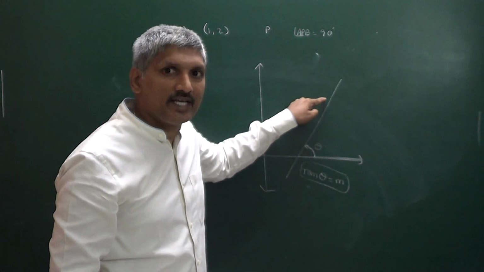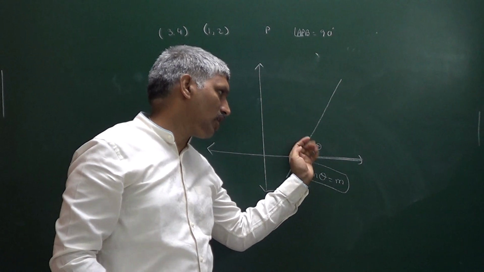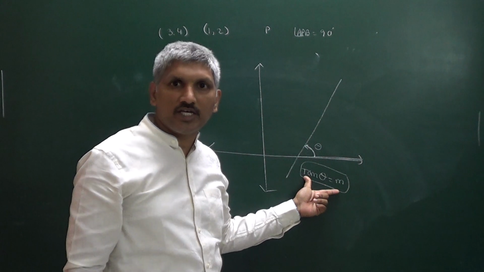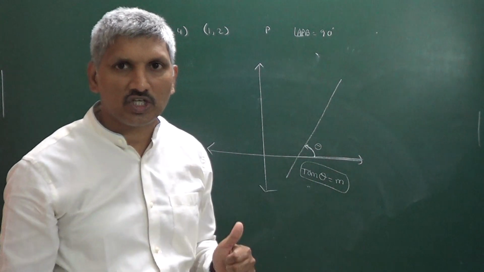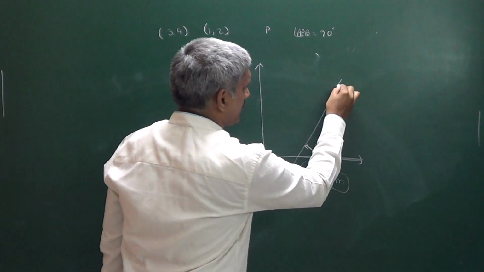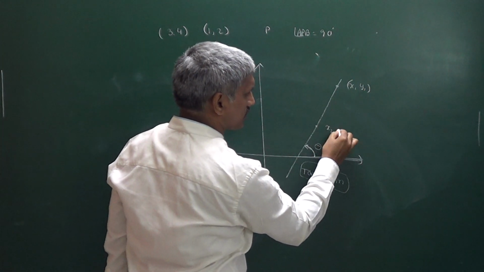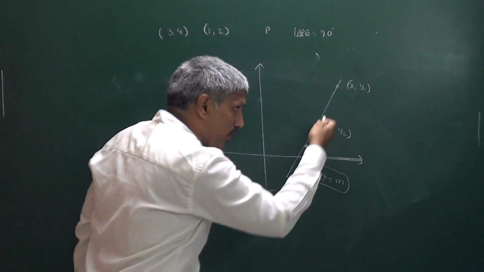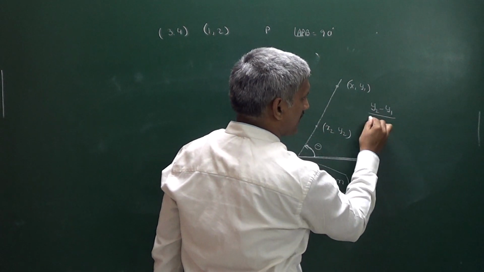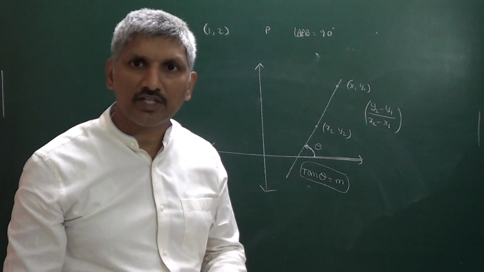A line makes an angle theta with the positive direction of x-axis in the anti-clockwise sense. This theta is called the inclination of the line. If theta is the inclination, then tan theta is called the slope of the line. At the same time, here one point is there (x1, y1) and here one more point is there (x2, y2). The slope of this line is given by y2 minus y1 divided by x2 minus x1. That is the way of finding the slope.